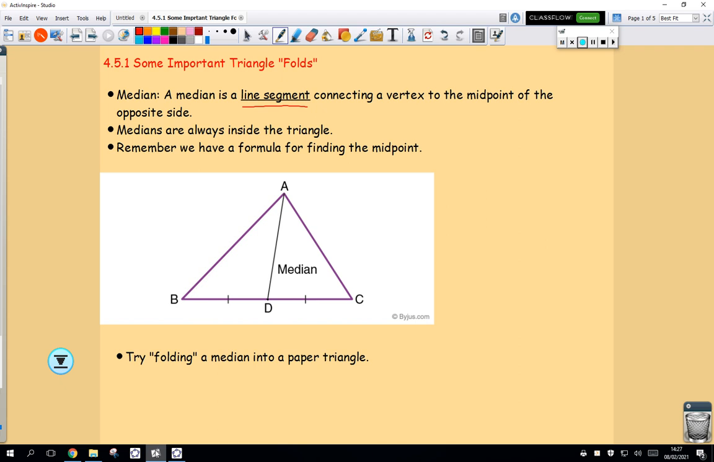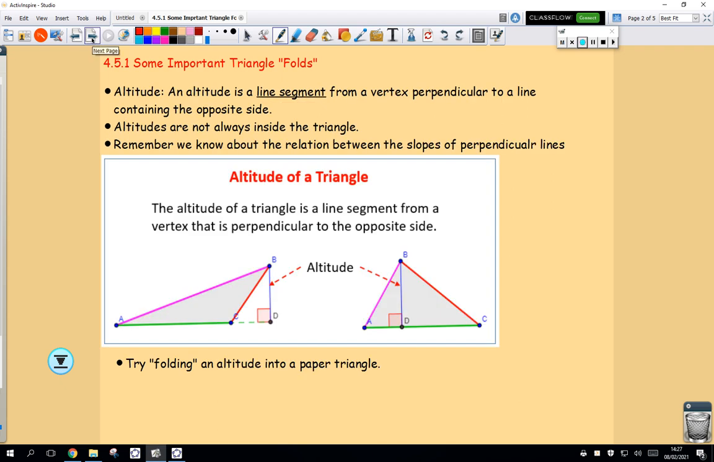All right. The next fold I want to talk about is the altitude. And an altitude, again, it's a line segment, meaning it has 2 endpoints. And it's from a vertex, but it's perpendicular to a line containing the opposite side. So the key thing about drawing an altitude is that I'm drawing it perpendicular to the opposite side.